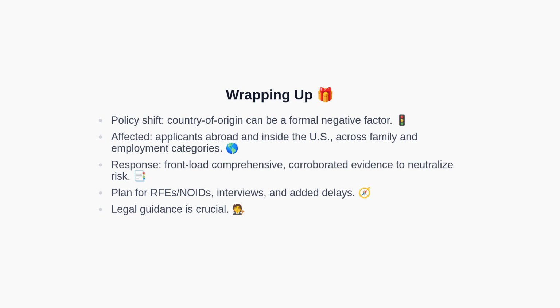To summarize, the policy shift allows a country of origin designation to be counted as a formal negative factor. This affects applicants both abroad and within the United States, across family and employment-based categories. The best response is to front-load a comprehensive, well-corroborated record. Plan for potential RFEs, NOIDs, interviews, and added delays. Professional legal guidance can be decisive.